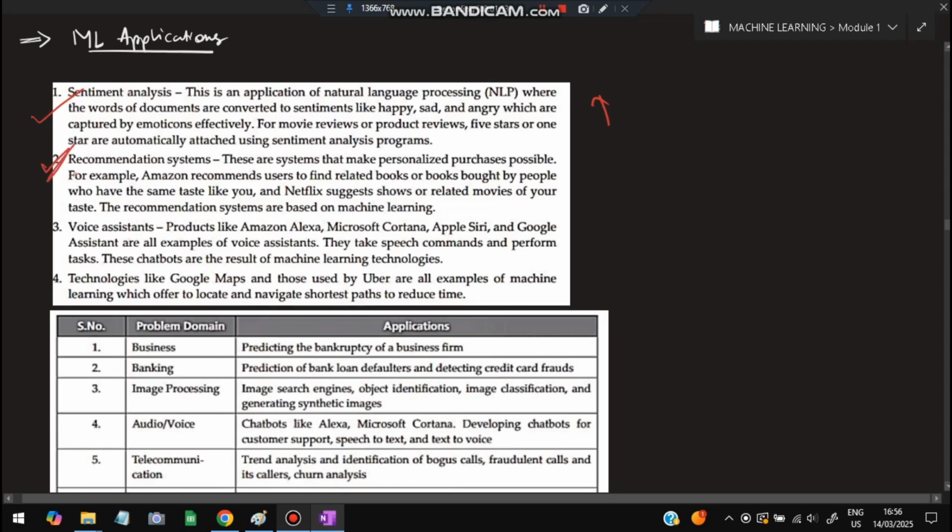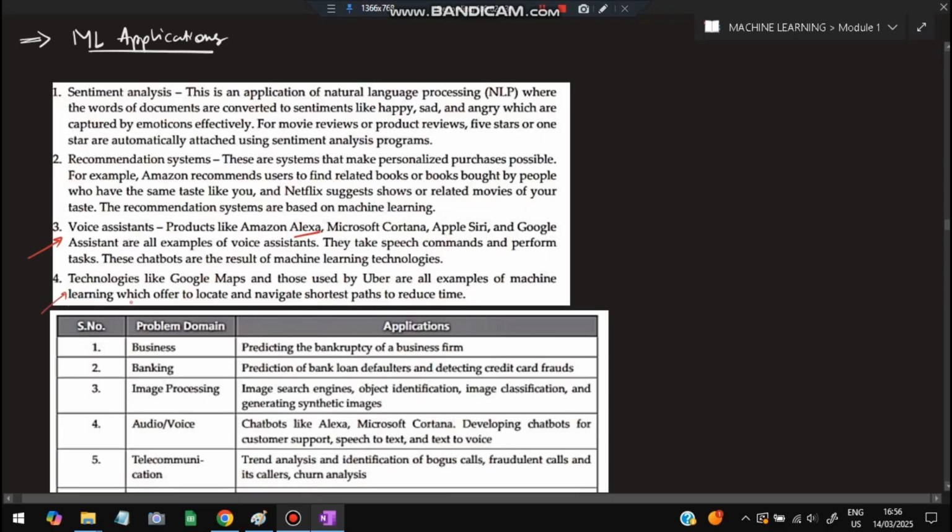Second is the recommendation system. Most people ask what is good: a related book, which book is good, what is the best show we can watch on Netflix. All those things can be automated by using machine learning. Third is the voice assistant, like Siri and Alexa and all those things. Okay, the voice assistant can be automated.